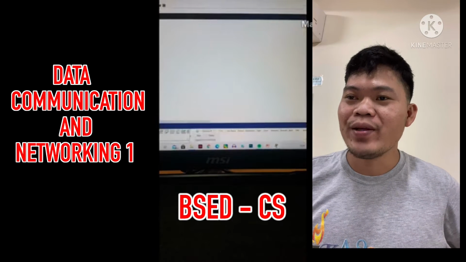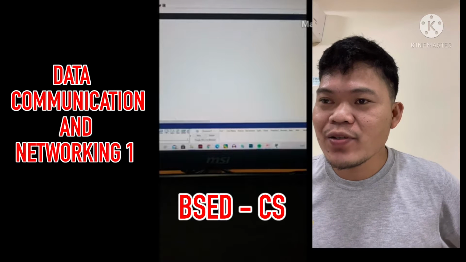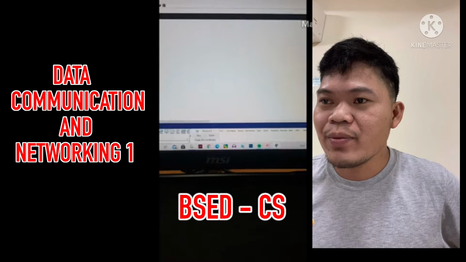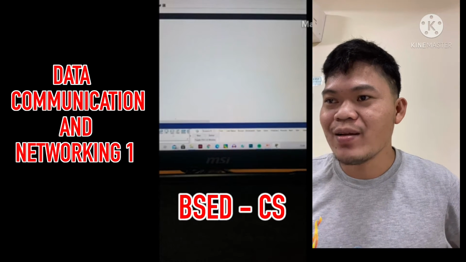So let's open Packet Tracer. Under these end devices, we have a PC, laptops, servers, printers, IP phone, voice device, phone, TV, tablet, and etc.